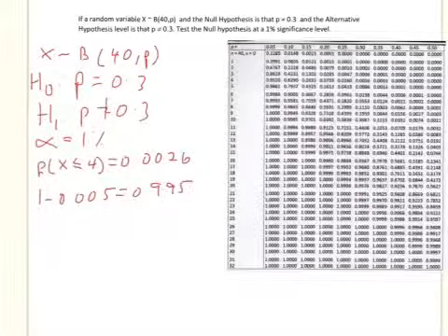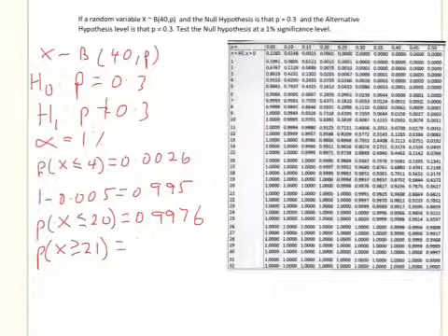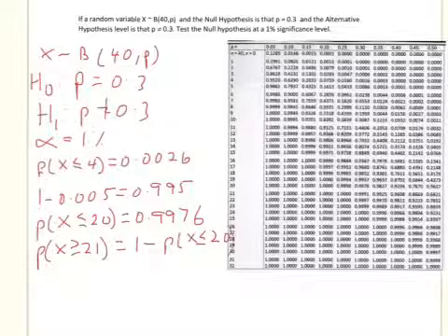So at this point we've got the probability that x is less than or equal to 20 is 0.9976. And so that is the first time the probability goes above 0.995. But remember, we are looking at the row above, so it's actually the probability that x is greater than or equal to 21, which is 1 minus the probability that x is less than or equal to 20. So because of that, the critical region is 21, 22, and so on up to 40.